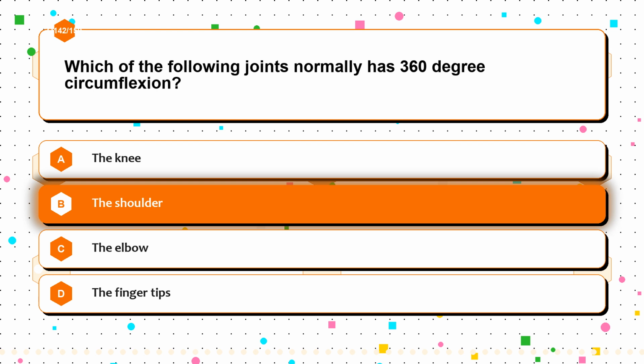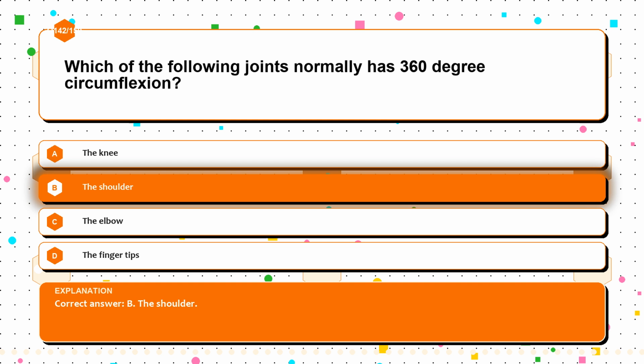The correct answer is option B. The shoulder.